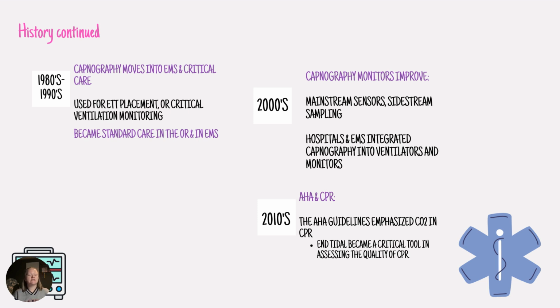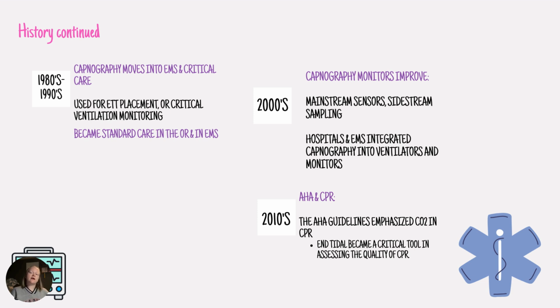The 1980s and the 1990s is when capnography moved into EMS and critical care like we see today. We use it mostly for endotracheal tube placement or critical ventilation monitoring. The standard of care in the OR and EMS guidelines in many countries recommended continuous waveform capnography for all intubated patients, not only in the operating room, but also during EMS transport.